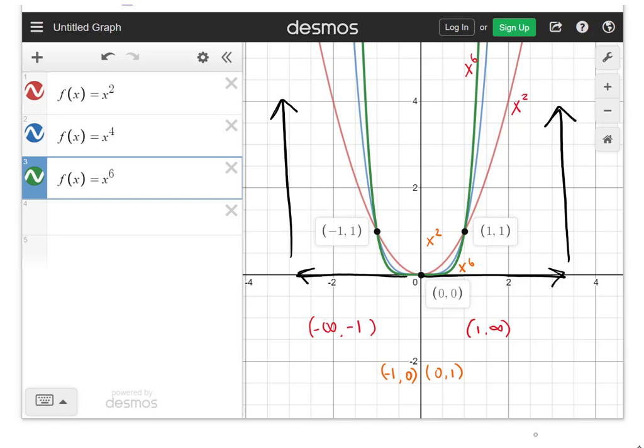And that notation says as x goes to positive infinity, then y, or f of x, goes to positive infinity, and as x goes to negative infinity, my y still goes to positive infinity. And these are what we call limits.